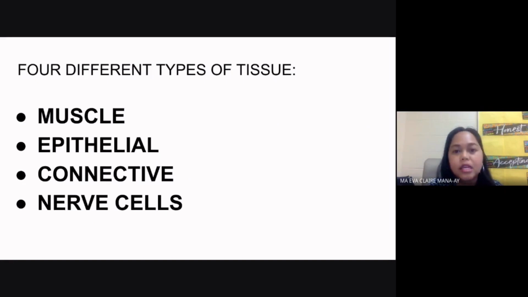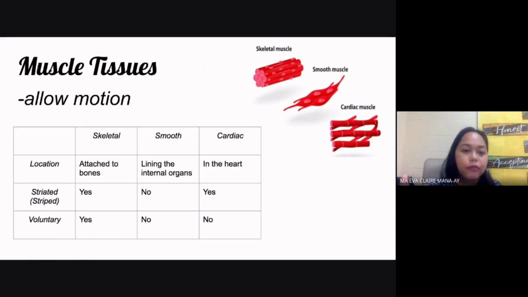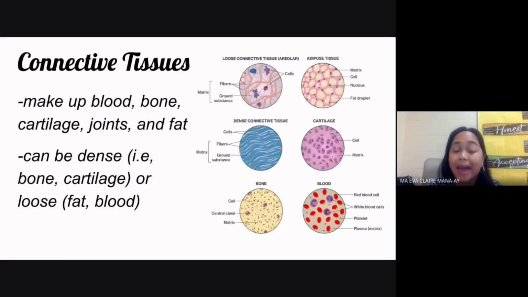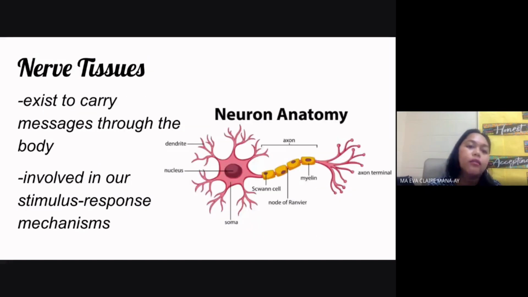Again, when you say tissue, this is a group of cells having the same structure and performing the same function. You have your muscle tissue. We've talked about the different types of that, your skeletal, smooth, and cardiac muscle tissues and how they're different. We've talked about your epithelial tissues. This is in the lining of your body. You have your connective tissues, can be densely packed or loosely packed. So you have your bone, cartilage, your fat, and your blood. And of course, you have your nerve tissue, which carries messages all throughout your body. Okay, so this one is involved in the stimulus response mechanisms of your body.